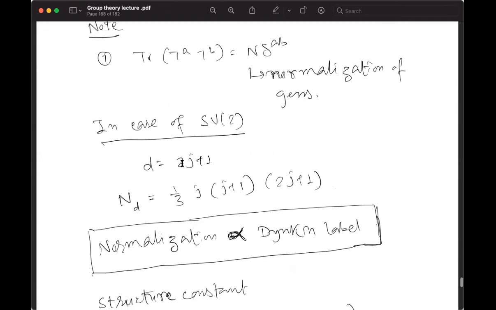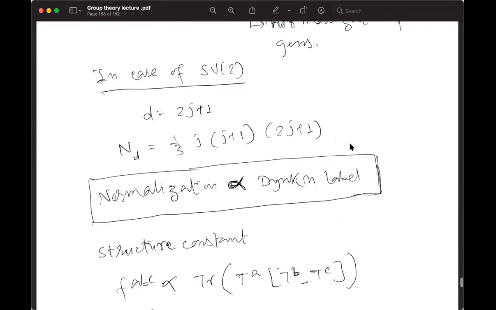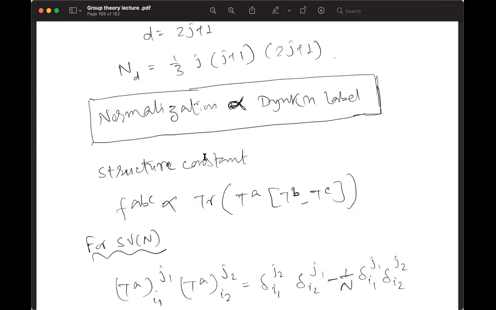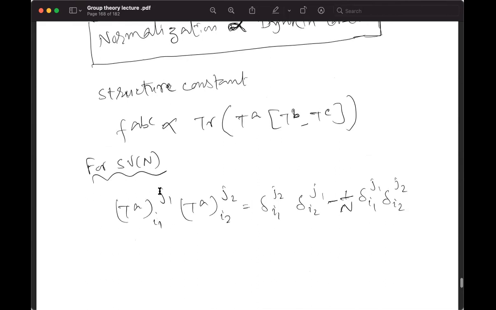In the case of SU(2), the dimension is 2j plus 1, and the normalization for a given dimension d of spin j is given as N_j equal to 1/3 j(j+1)(2j+1). In general, the normalization is proportional to the Dynkin index, and for the fundamental it is one half. The important part is the structure constants, which are proportional to the trace of T^a commuted with T^b T^c. For the fundamental, (T^a)_{j1 i1} (T^a)_{j2 i2} is given as delta_{i1 j2} delta_{i2 j1} minus 1 over N delta_{i1 j1} delta_{i2 j2}. This will be a term.